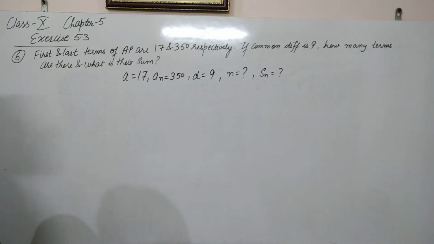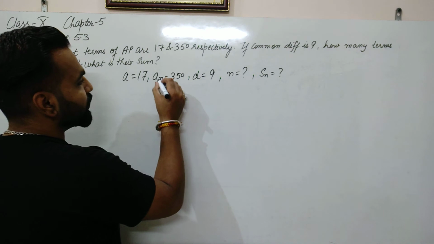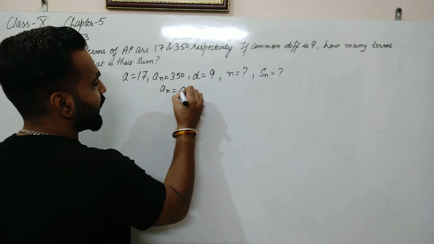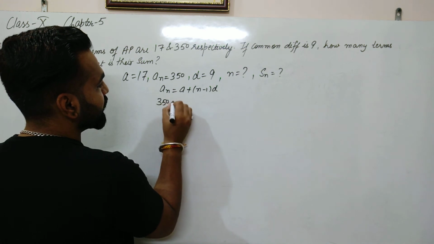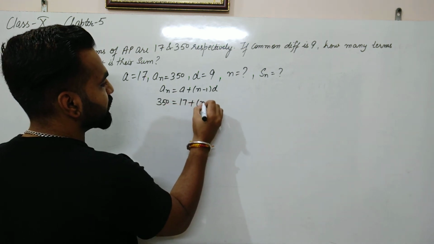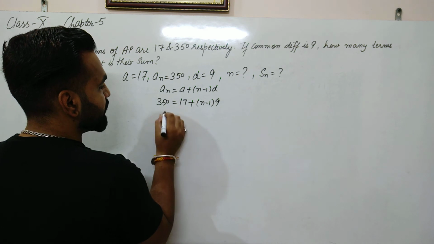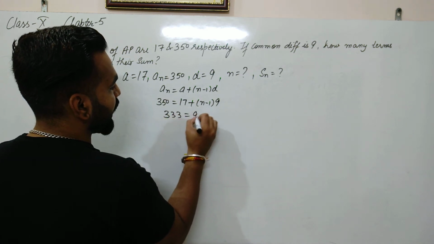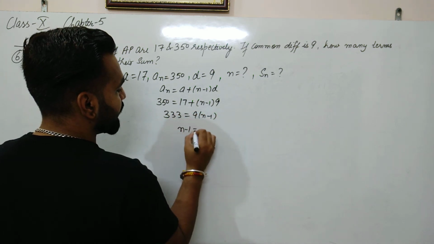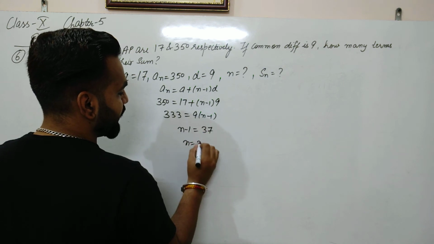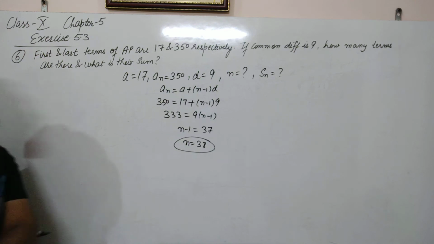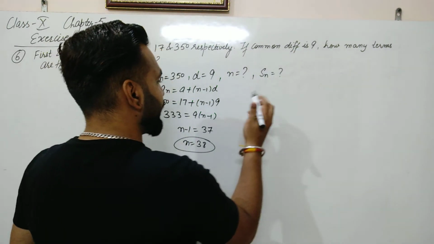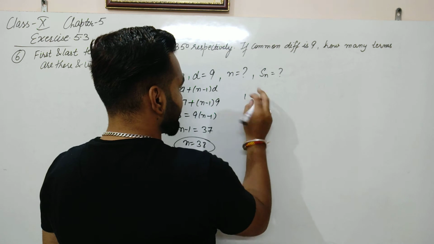Clear everyone? So first of all, calculate the value of n here using the formula for an, which is a plus n minus 1 into d. An is 350, A is 17, D is 9. So this will be 333 is equal to 9 into n minus 1. N minus 1 will be 37, and n will be 38. Clear everyone?